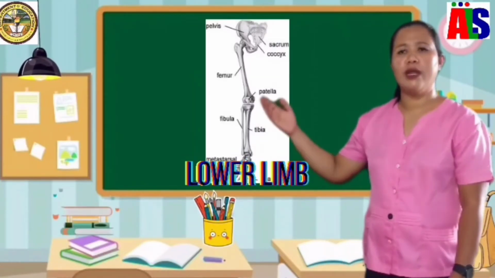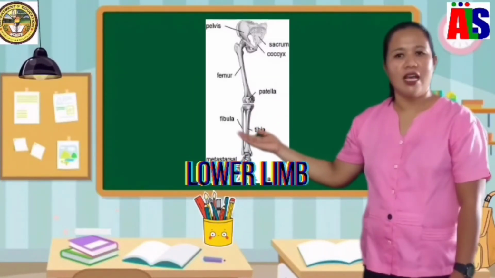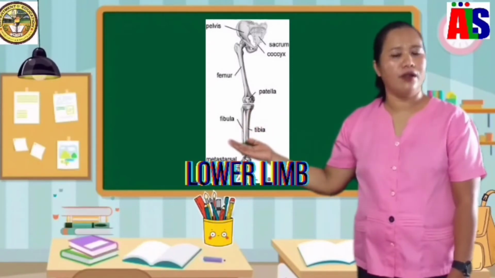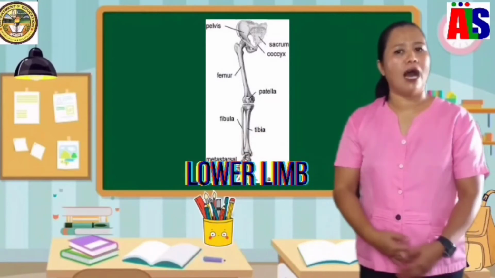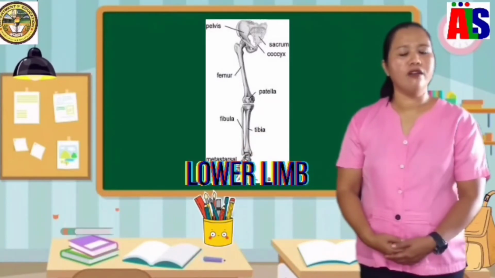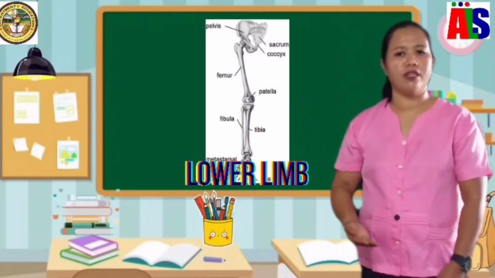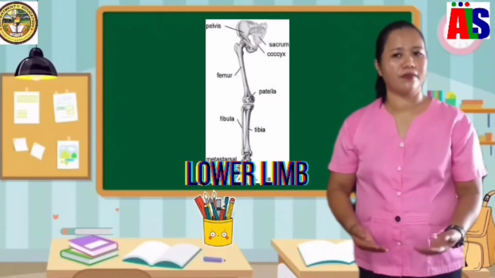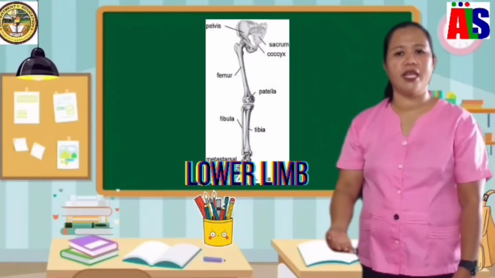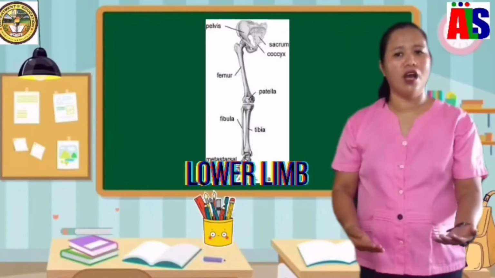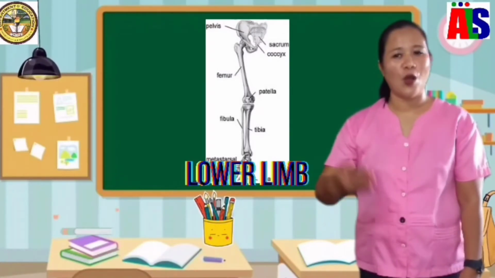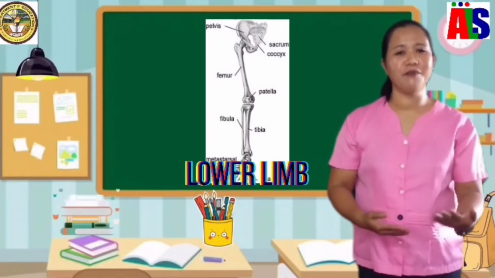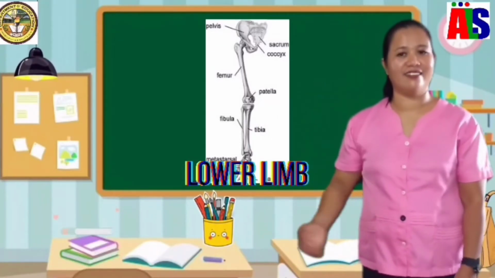Then the lower limb. The femur or thighbone, a large bone of the lower limb, is the longest and strongest bone in the human body. It supports the weight of the body and allows motion of the body. Example: running, walking, jumping, and standing.